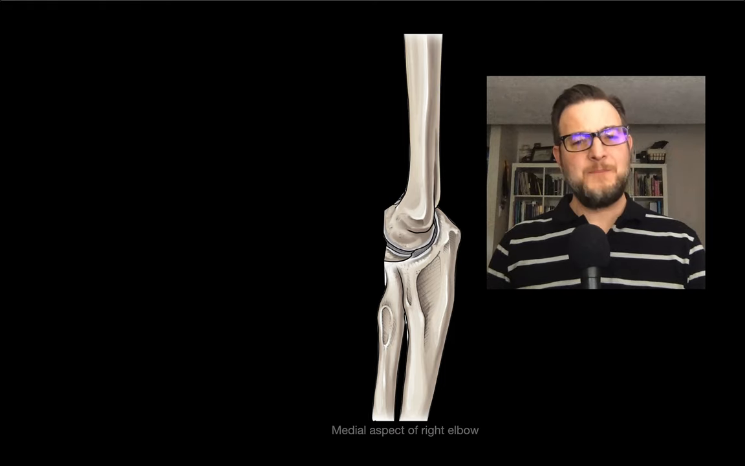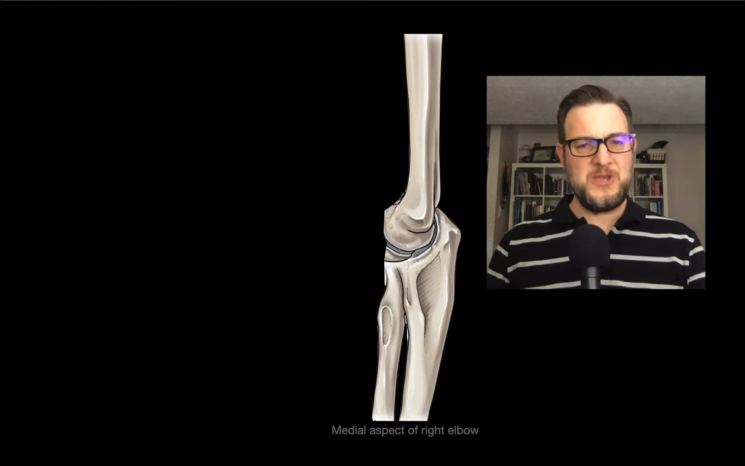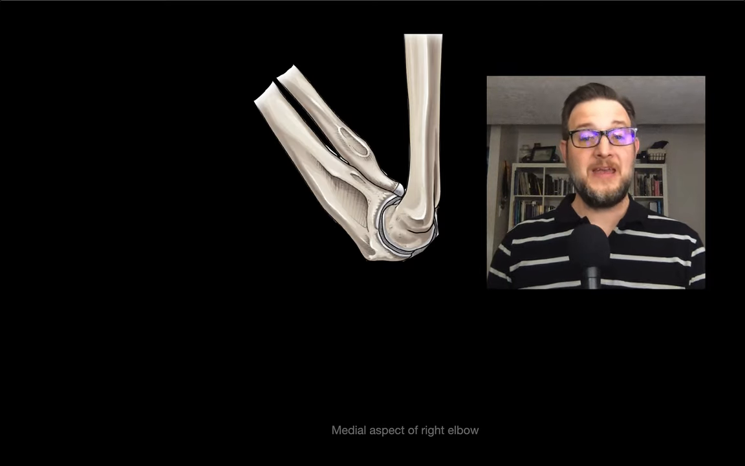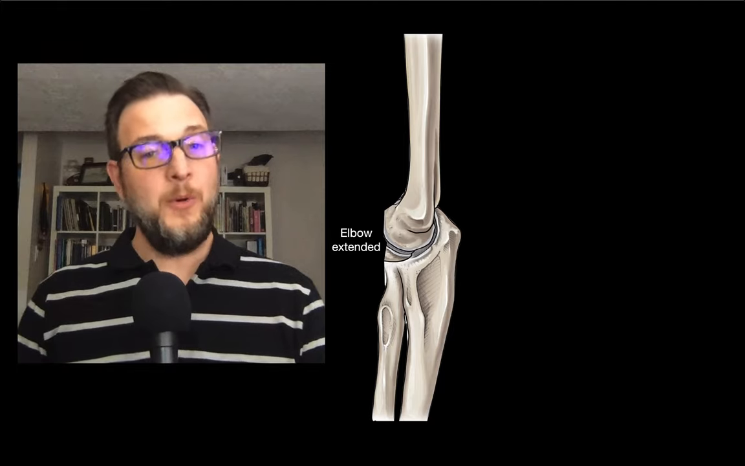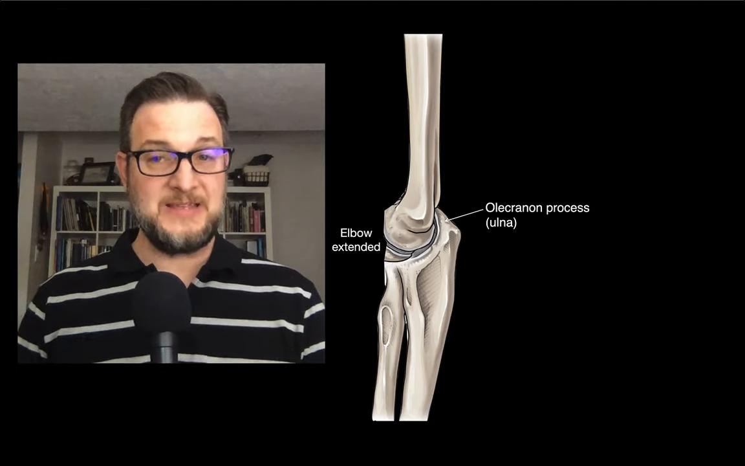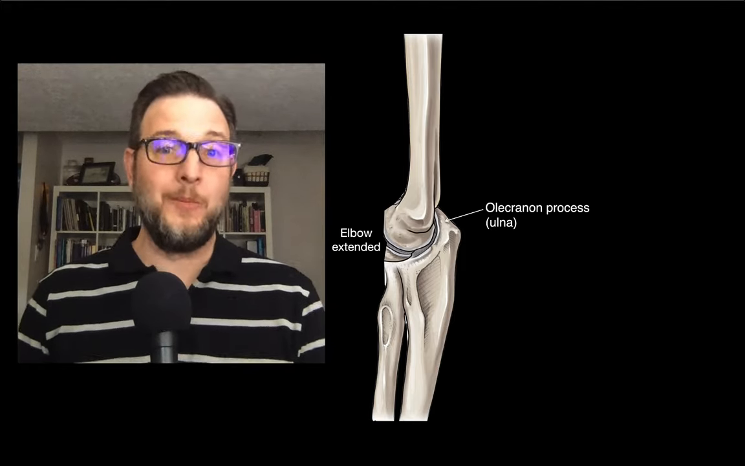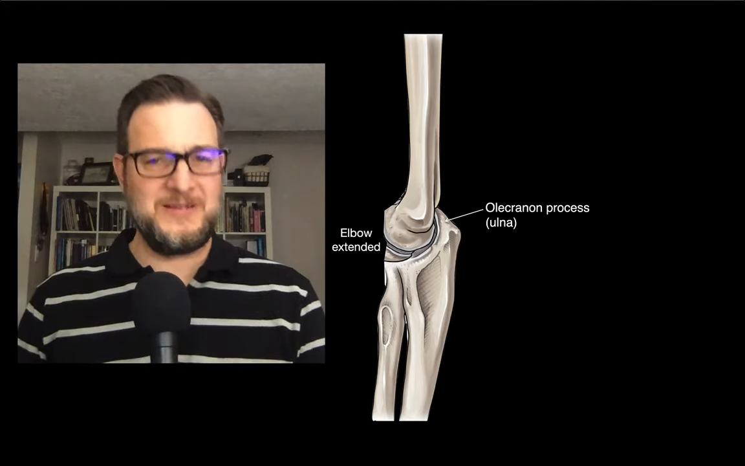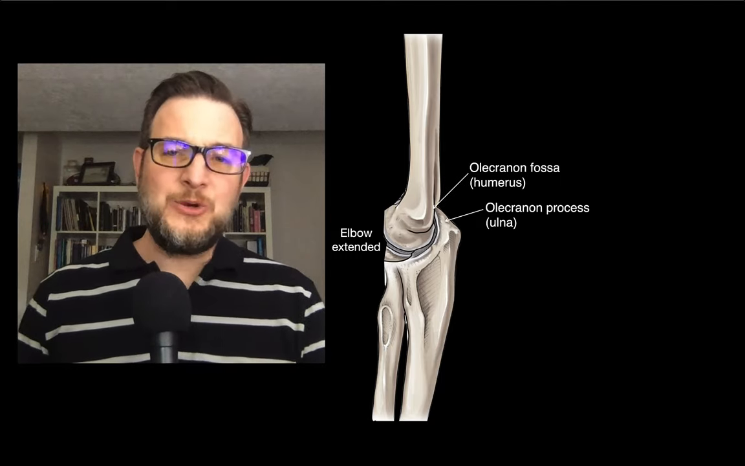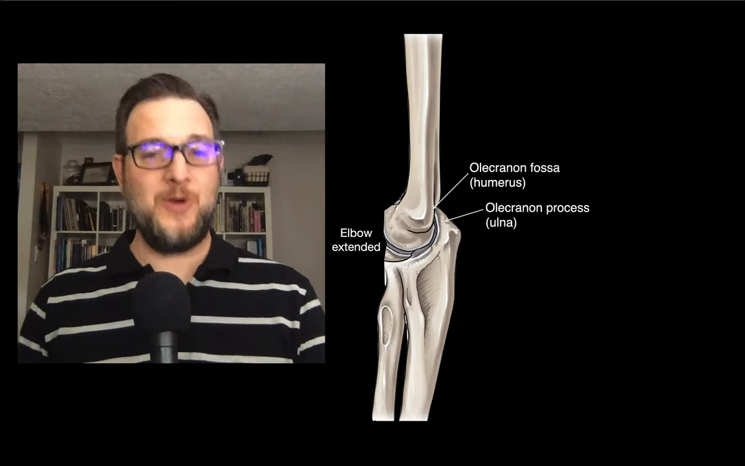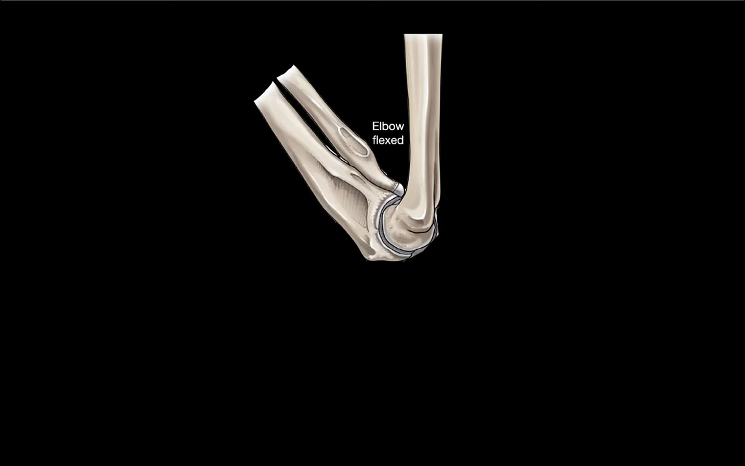And so here we have the medial aspect of the right elbow, and you notice we can do a hinge motion in the elbow. When the elbow is straight, the elbow is extended, and we see this olecranon process of the ulna, which is Latin for elbow. It's the bony part of your elbow that you rest on a table. It then moves into that olecranon fossa of the humerus, which is why we are able to extend your elbow straight. Now, when you have the elbow flexed, the coronoid process of the ulna moves into the coronoid fossa of the humerus.